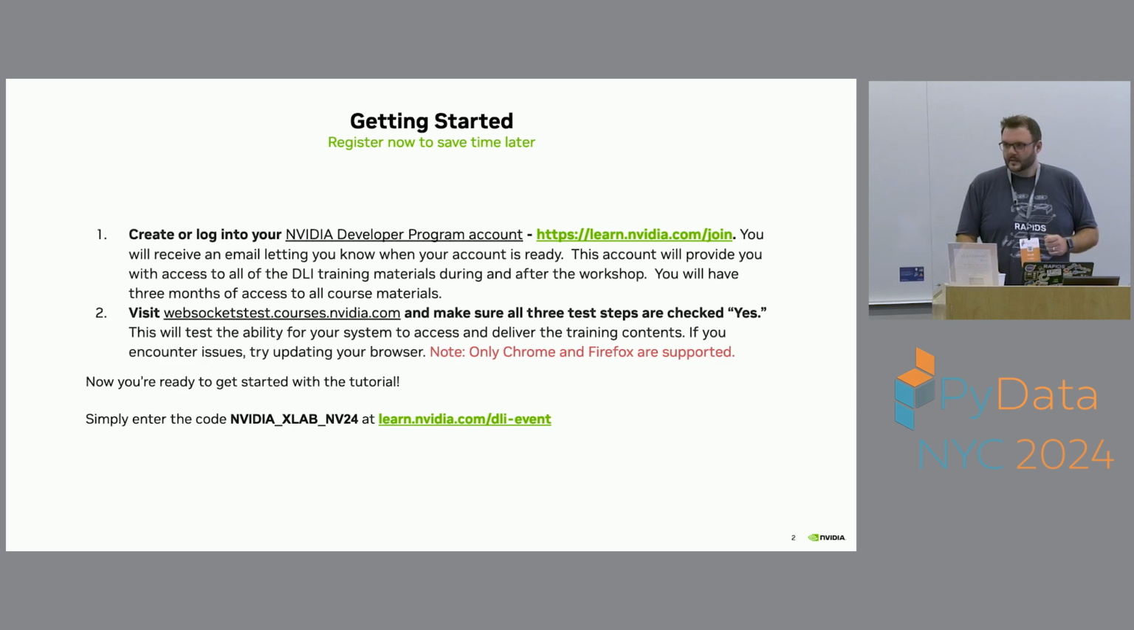Go to the browser. Please make sure you use Chrome or Firefox. Some people have tried using other browsers this morning and have had challenges. So Chrome or Firefox is preferred. But the main thing is to go and sign up on the learn.nvidia.com website, create an account on there, and then put in that code at the bottom of your lab, the NV24 code. You should get access to this course, the Intro to GPU Python Programming course.